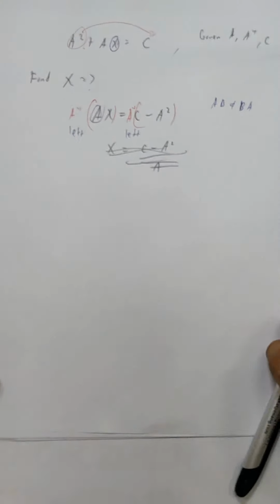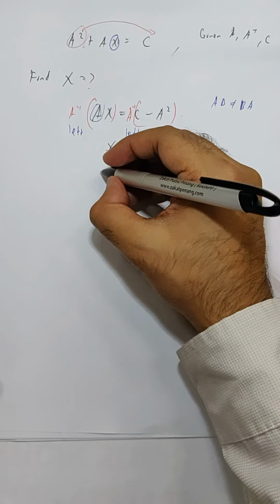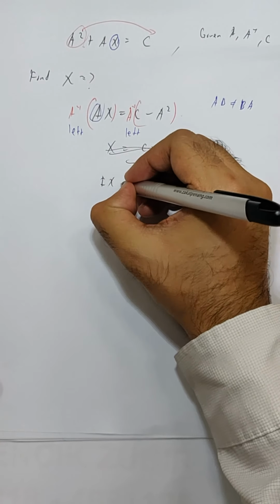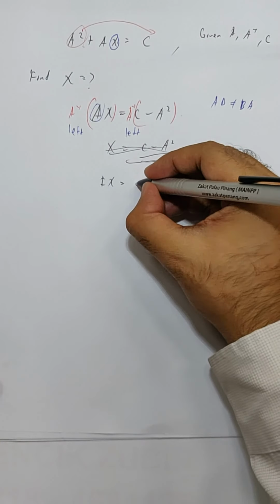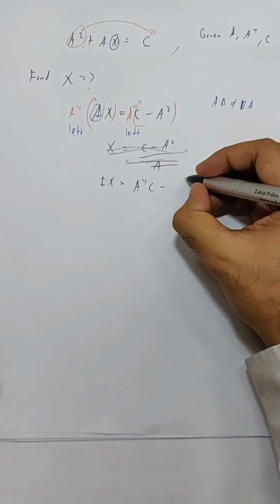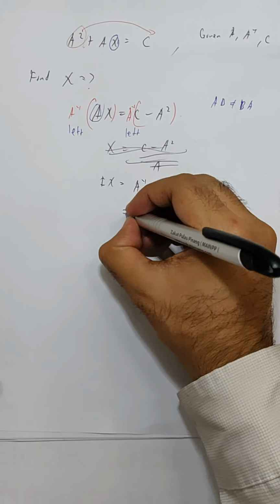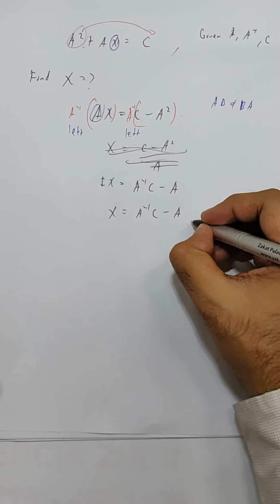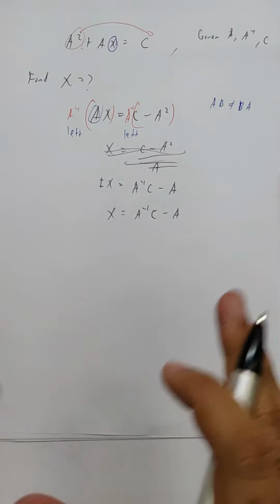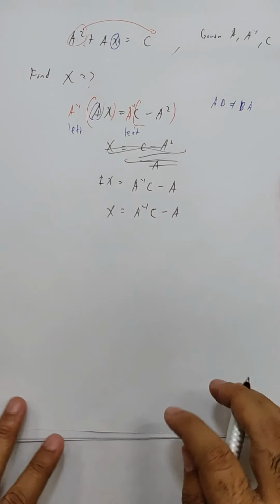So the left side, you get yourself A inverse times A, IX, which is X. This one, A inverse C minus A squared. So X is merely A inverse times C minus A squared. Press that into your calculator. If you got the value, then you find the answer. You okay?